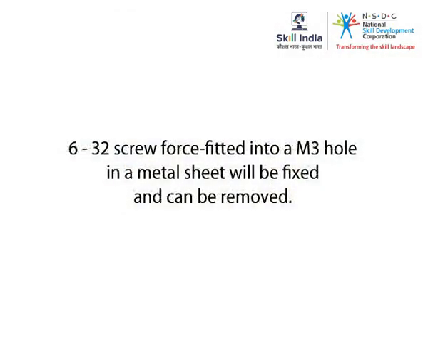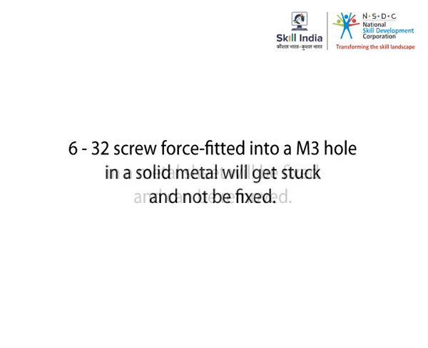However, when a 6-32 screw is forcefully fitted into an M3 hole in a metal sheet, as in a floppy or CD drive, it damages the threading, but the screw will be fixed in the hole and can still be removed fairly easily. But when a 6-32 screw is forcefully fitted into an M3 hole in solid metal, as in motherboard studs, it gets stuck.